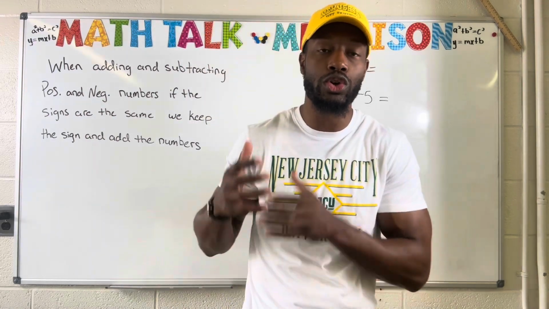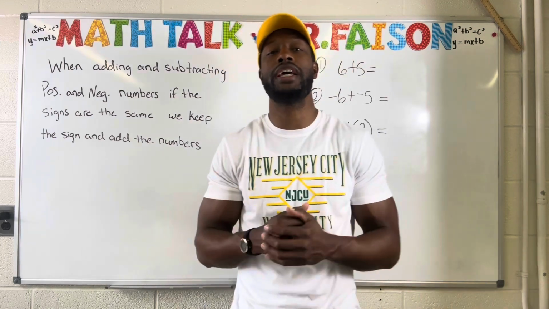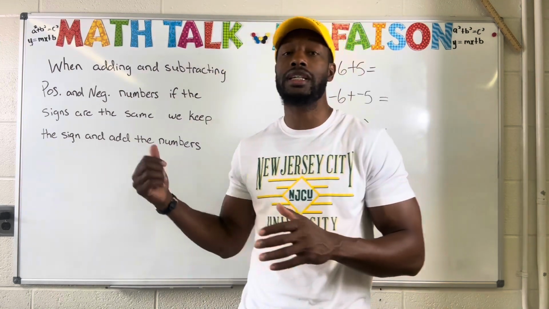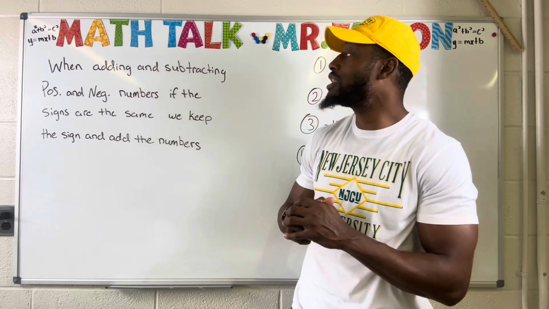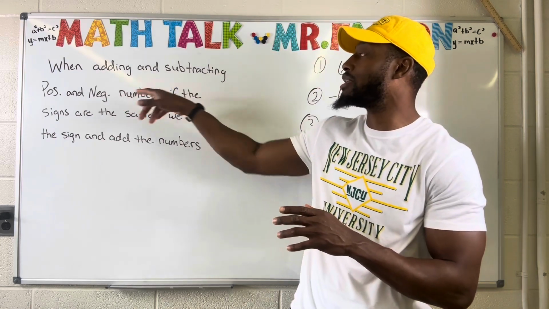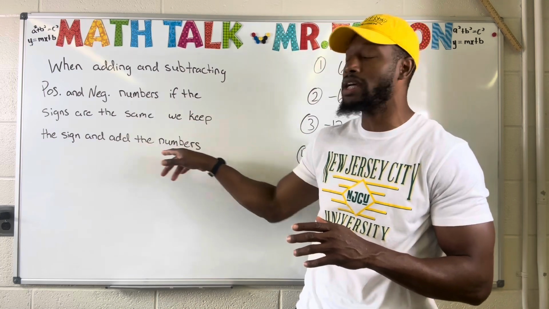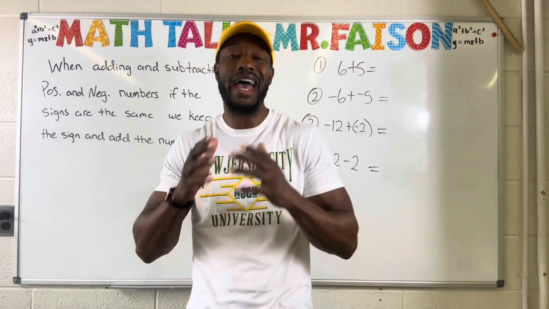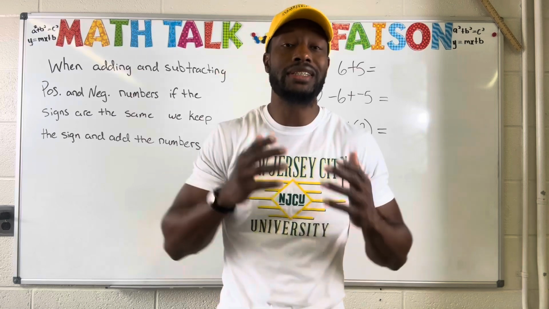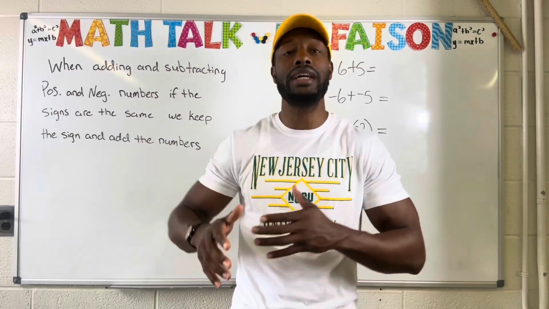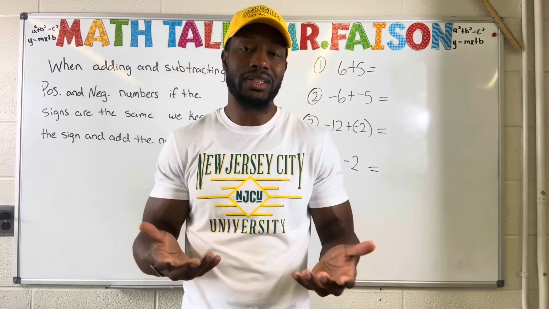Today we're going to be working on adding and subtracting positive and negative numbers. Now what I want y'all to do is take a second to look at this board, right? What it tells us is when adding and subtracting positive and negative numbers, if the signs are the same, we keep the sign and add the numbers. Once again, for adding and subtracting only, if the signs are the same, we keep the sign and we add the numbers. What does that mean?